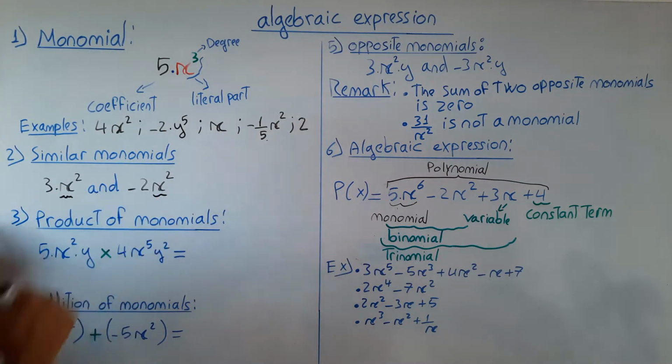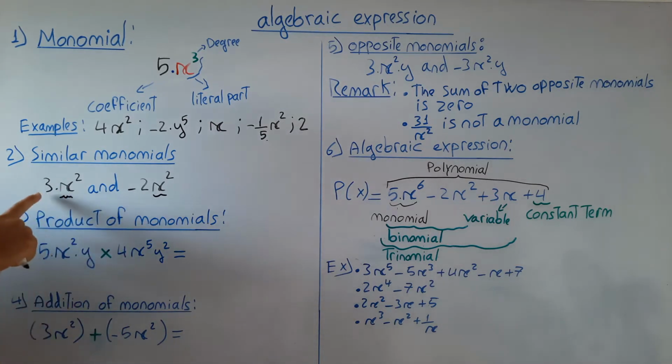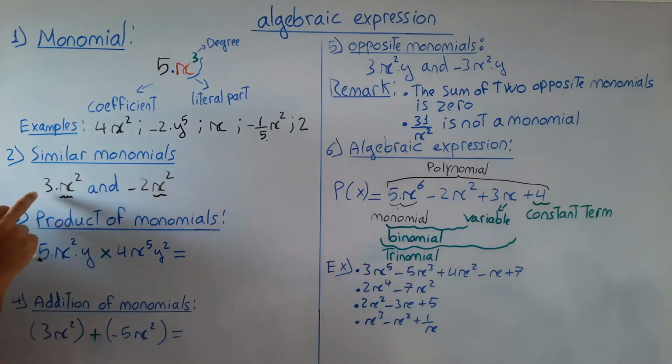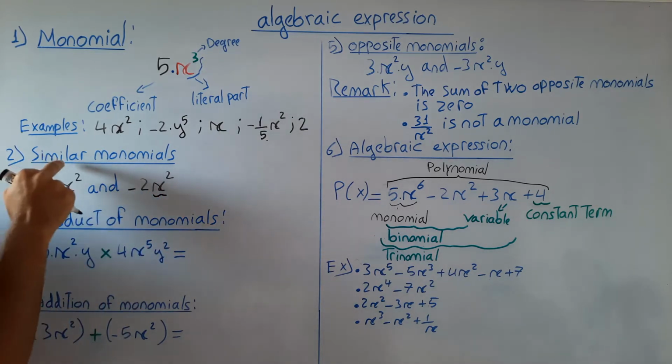x², x². The difference is only in the coefficient: 3 is different from minus 2. The difference is only the coefficient, and the literal part is the same, so they are similar monomials.